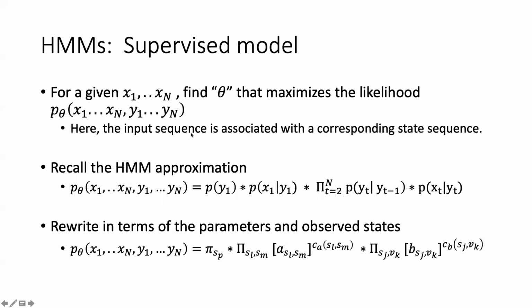Let's first consider the supervised approach. In supervised training, we have access to the labeled data. So the input sequence is associated with the corresponding state sequence. Recall that the joint distribution is expressed in this form by factorizing it in terms of initial probability, transition probabilities, and then emission probabilities.